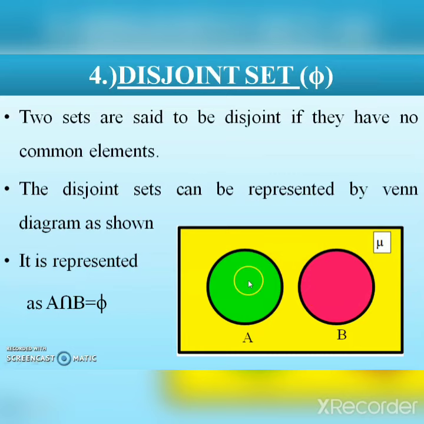Here, I have shown the colors green and pink so that you know A is separate and B is separate. They are not joined. That is why they are called disjoint sets. This is how we represent disjoint sets in a Venn diagram.